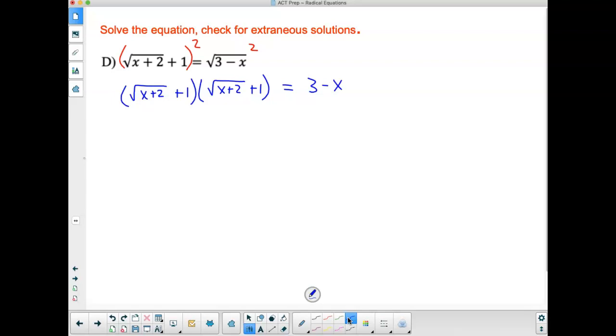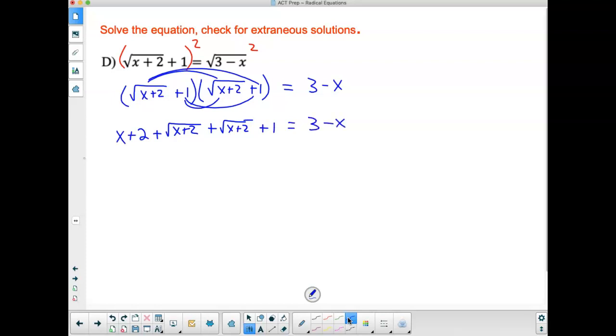And as I keep going, I'm just going to double distribute again here. Well, the square root of x plus 2 times the square root of x plus 2 gives me x plus 2. And then I'm going to distribute that square root of x plus 2 times 1. Well, that gives me a square root of x plus 2. And I'm going to distribute here another square root of x plus 2. And distribute a plus 1. Well, that equals 3 minus x.